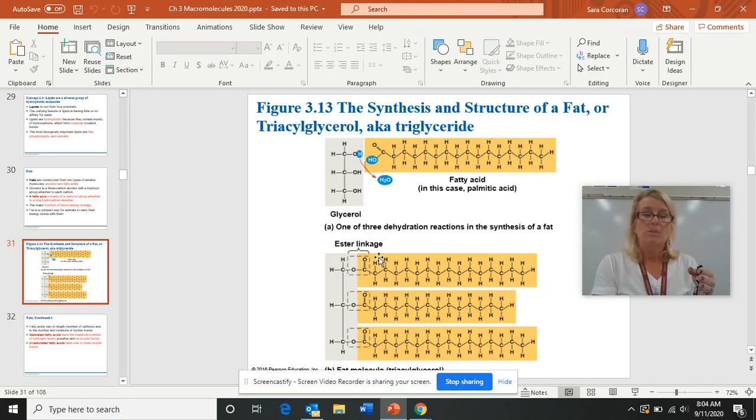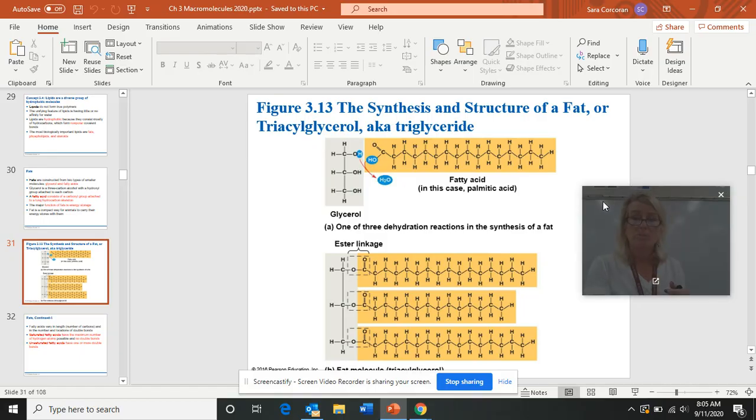So if you take a look at the molecule right here, you'll see you've got the glycerol backbone and then 1, 2, 3 fatty acid chains attached. When each fatty acid chain attaches, it's actually going to squeeze out, through a dehydration synthesis or a condensation reaction, a molecule of water. Just when any two things join, we're going to squeeze out some water.